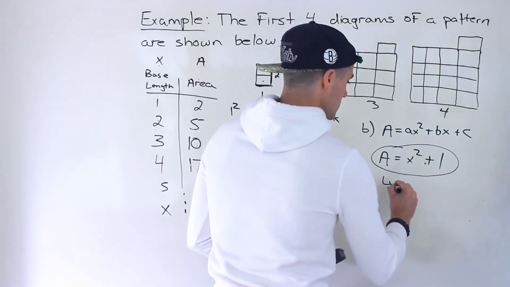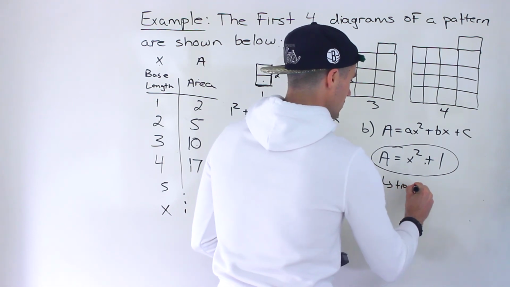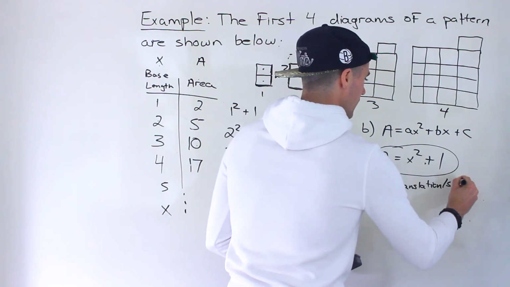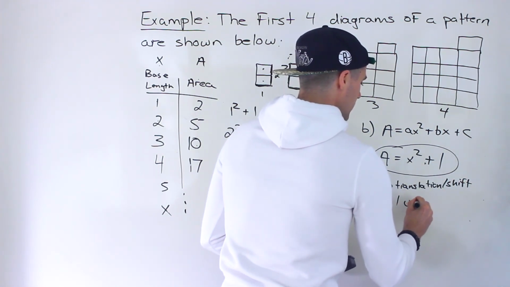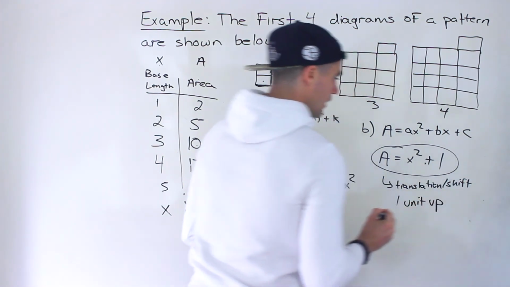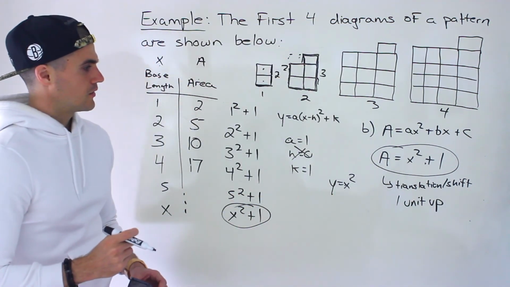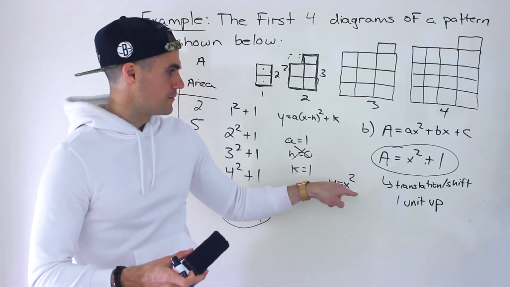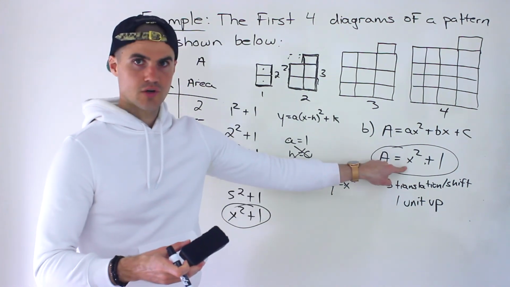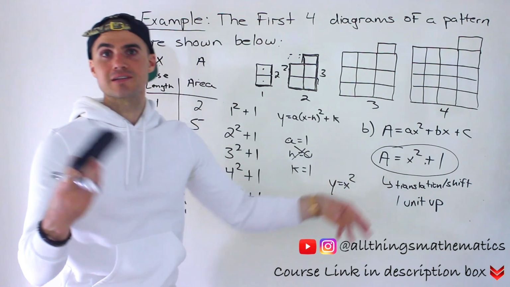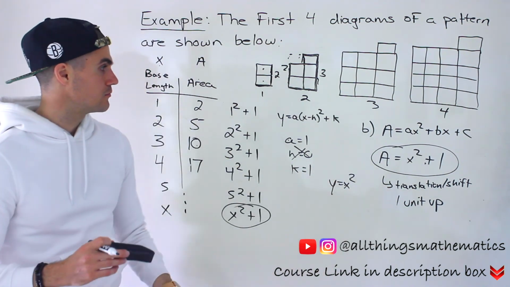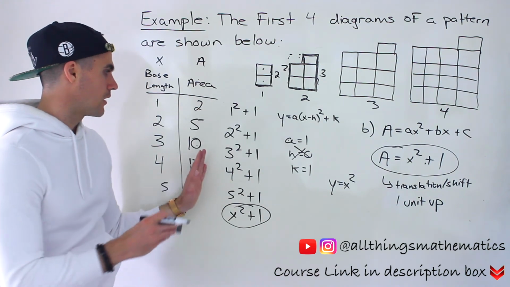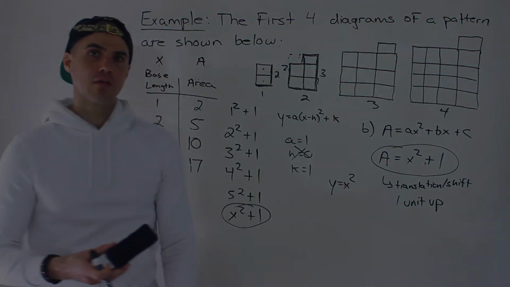All right, so the transformation is there's a translation or a shift 1 unit up. All right. So fairly simple in terms of stating the transformations. It's just in that x squared plus k format that we've gone through in previous videos. The more challenging part is creating this table and then coming up with that equation.